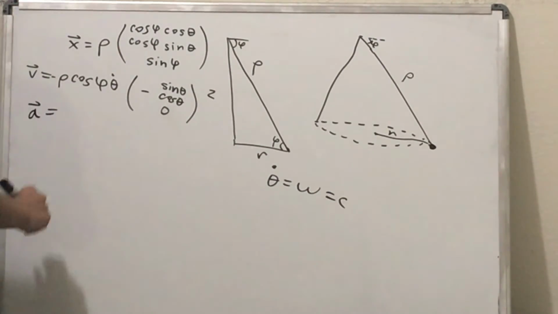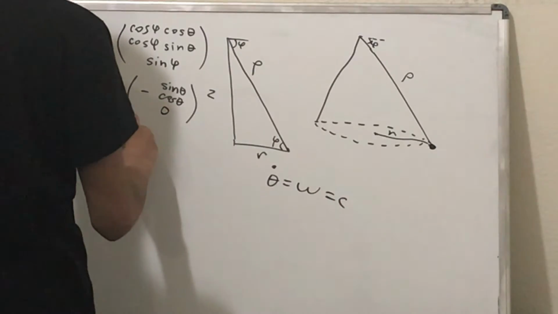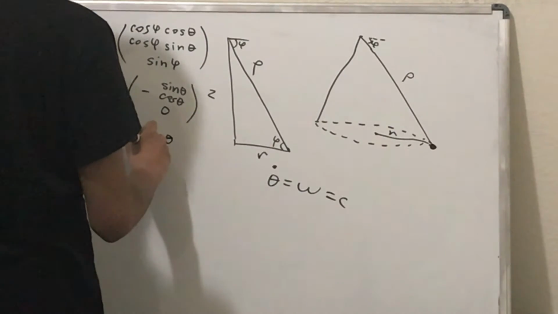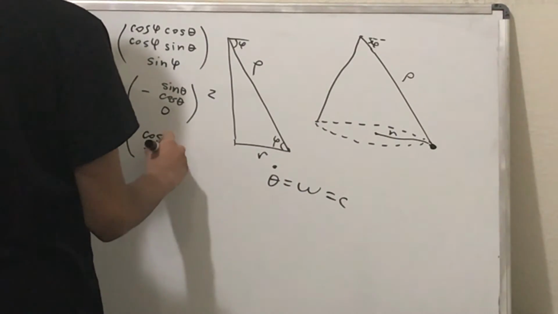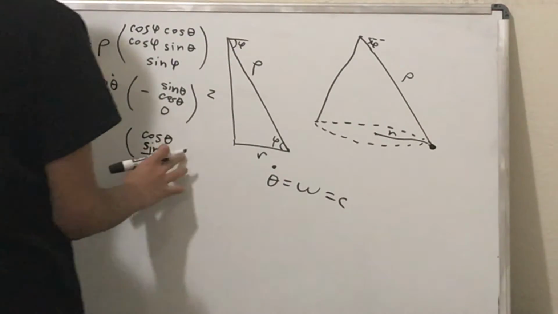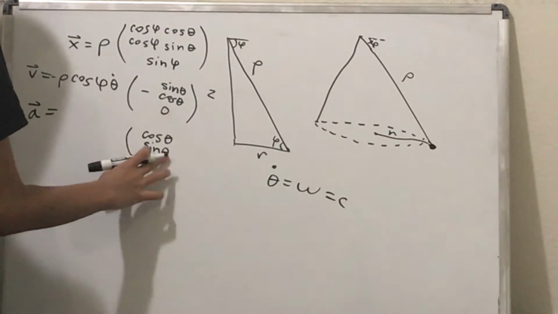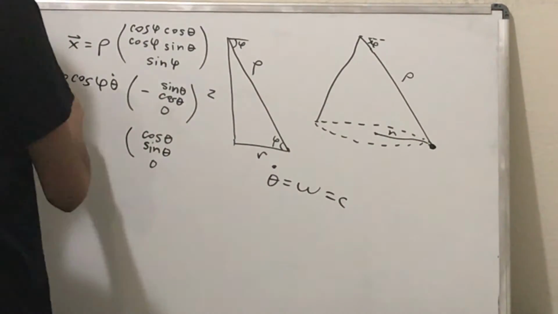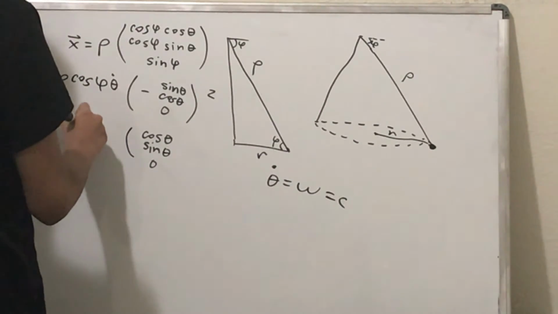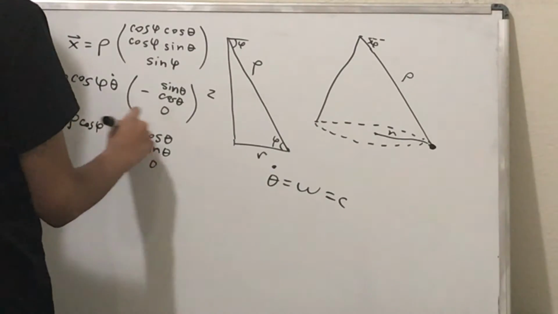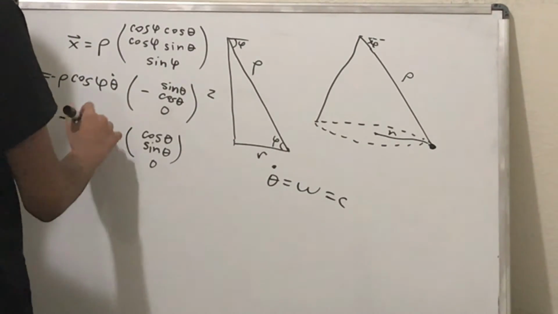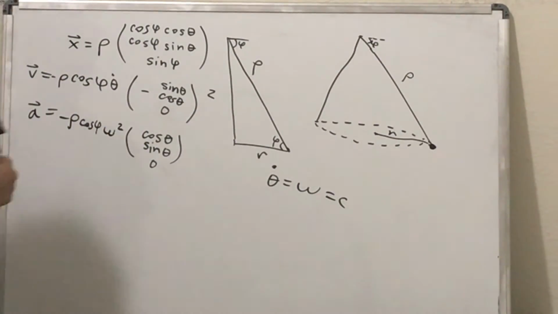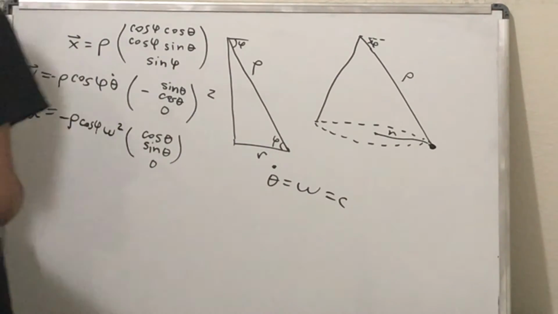And here we go. So when you differentiate sine, you get cosine. When you differentiate cosine, you get negative sine. The negative and the negative cancel, and we do get sine theta. And then again 0. It's just going to end up being 0 down here. Okay, and then we still have our stuff up here, cosine phi. So now we have an extra theta dot from these derivatives, so we can just call it omega squared. Okay, there it is. So we've derived the velocity and the acceleration.